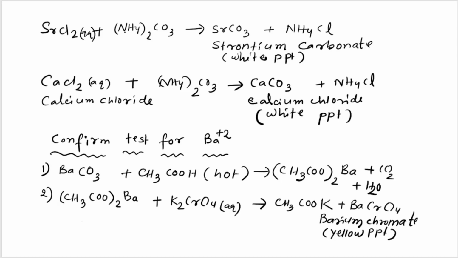Then the confirmatory test for Ba+2, important: the carbonate is dissolved in acetic acid to give a clear solution, and with K2CrO4 you get BaCrO4. What is BaCrO4? Barium chromate. What is K2CrO4? Potassium chromate. What is (CH3COO)2Ba? Barium acetate. Then what happened here? Yellow precipitate.